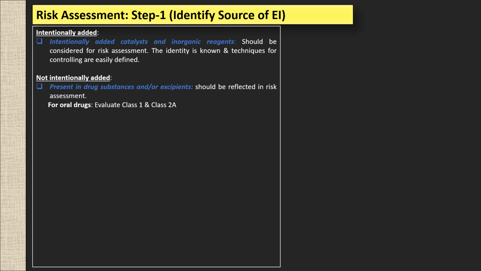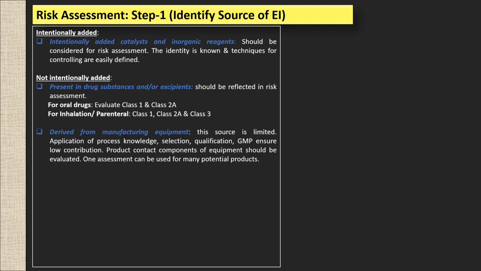For oral drugs, we have to evaluate the class 1 and class 2A elemental impurities. For inhalation and parenteral products, we have to evaluate class 1, class 2A and class 3 elemental impurities. They can be derived from the manufacturing equipment.